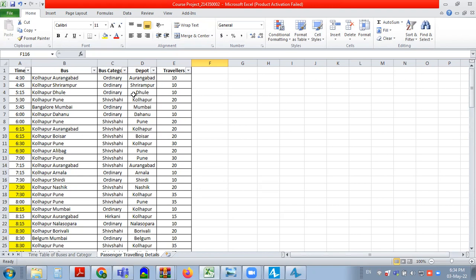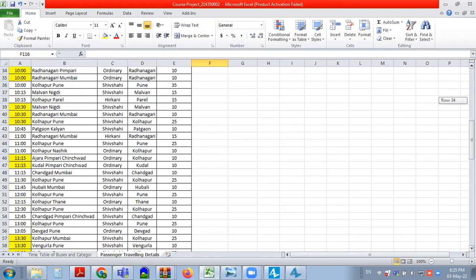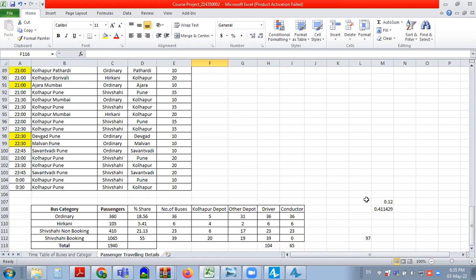Another difference is all the buses are not starting from Kolhapur, so some are coming from outside also, and all the buses are not of the Kolhapur depot. So there are some other depots which are running buses on this route. After this data, what I tried to calculate is, for a single day, what's the typical pattern of traveling in the 4 categories, and how it can be categorized as booking and non-booking. And I also tried to discuss these things with the staff members.